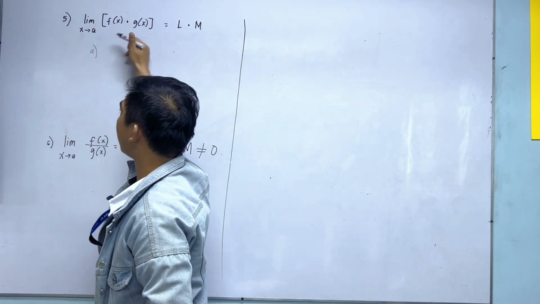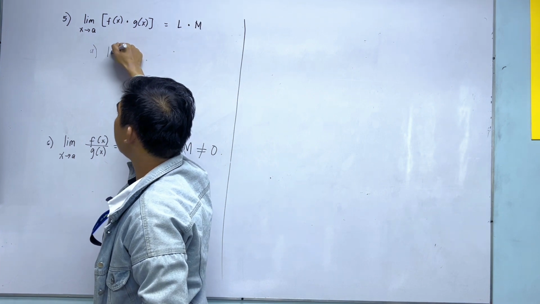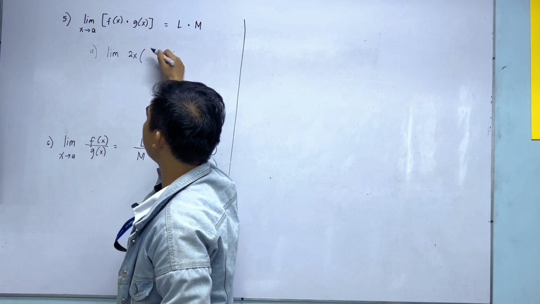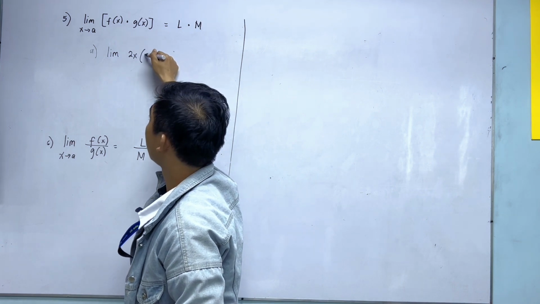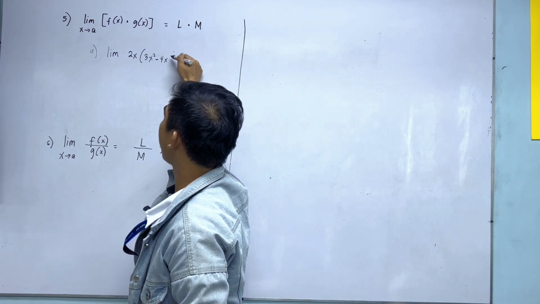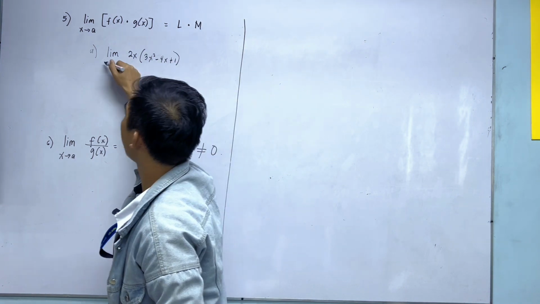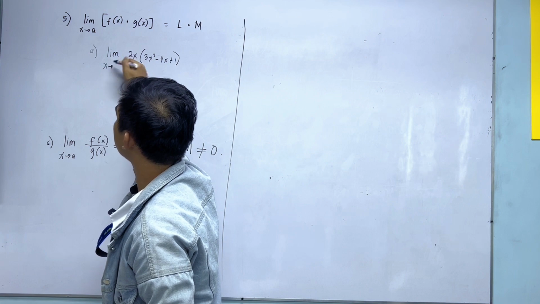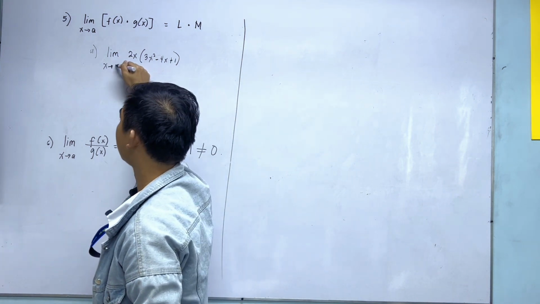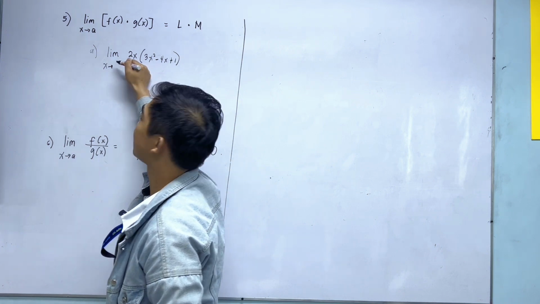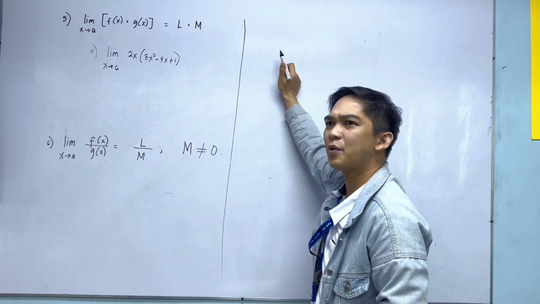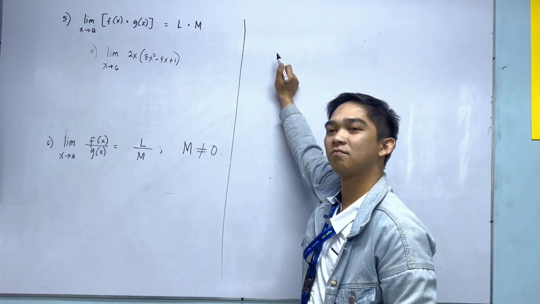Bigay tayo ng example. Let's say, limit of 2x times, lagyan natin ng square, 3x squared minus 4x plus 1, as x approaches, ano gusto niyo number? 4? Maganda 6 daw. Okay, 6. Anong gagawin natin dyan? Himay muna.